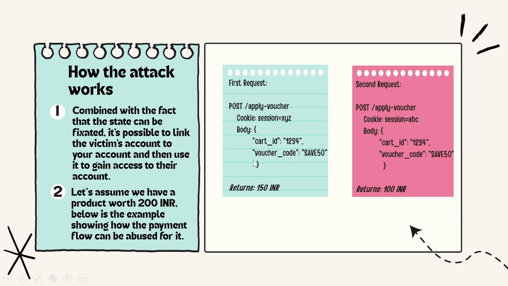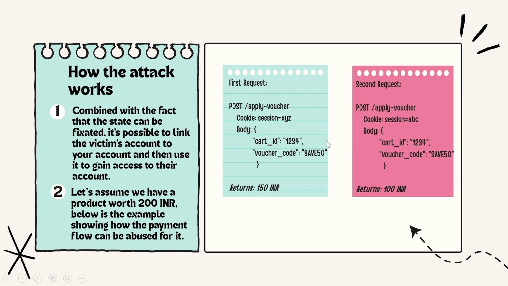Okay, now if you can see, this session has a session cookie. Let's assume that this session cookie is xyz. The unique cart ID generated for this is 1234, and you are applying save 50. Now this coupon has been applied, but let's assume that the application is remembering that this save 50, the 50 rupees discount, has been applied not on the user ID, but on the session ID for this particular cart.